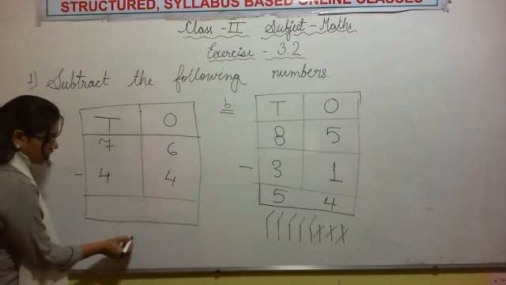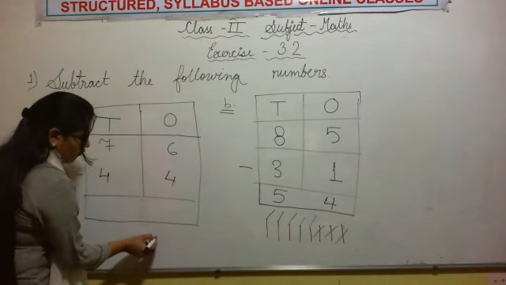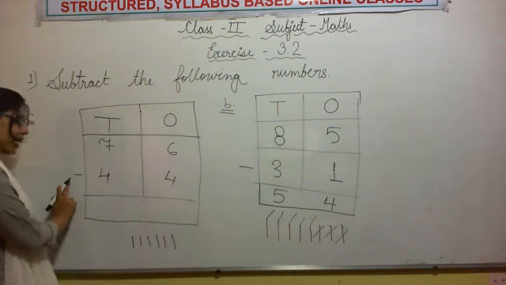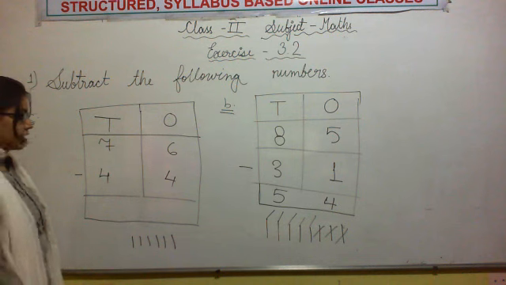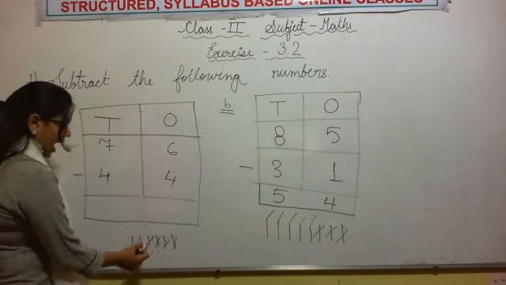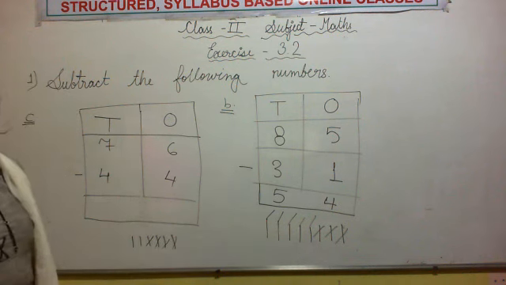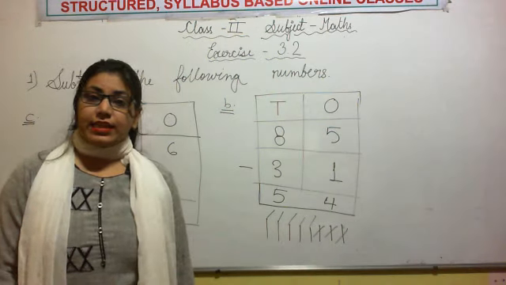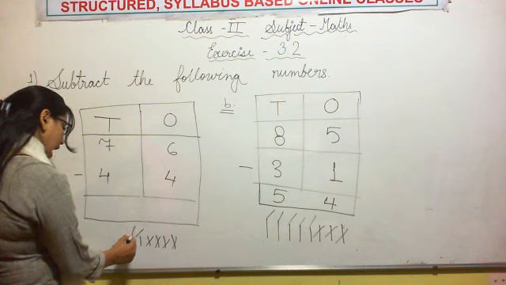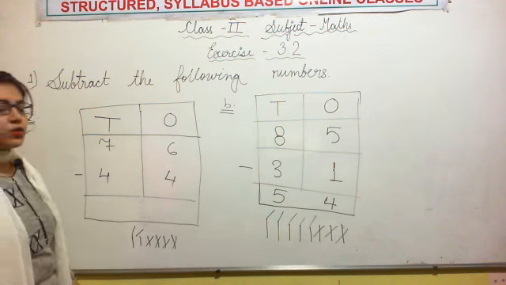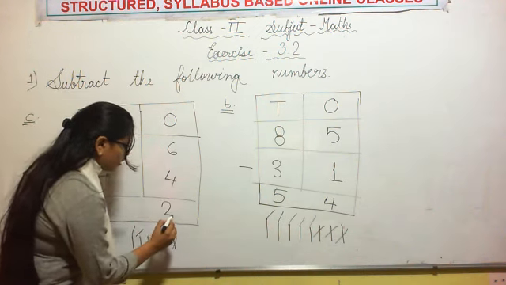So let's draw 6 sticks first. 1, 2, 3, 4, 5, 6. Minus 4 is there. So we will cancel out 4 sticks. Let's cancel 1, 2, 3 and 4. Now we will count the remaining sticks. Let's count, 1 and 2. 2 sticks are left, so we will write the number 2.